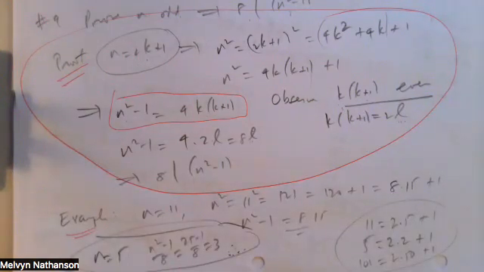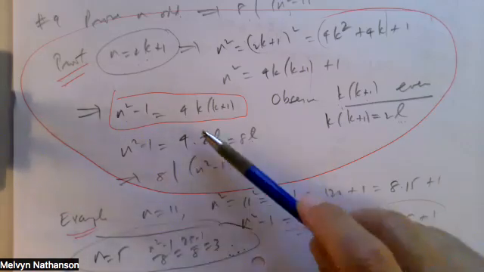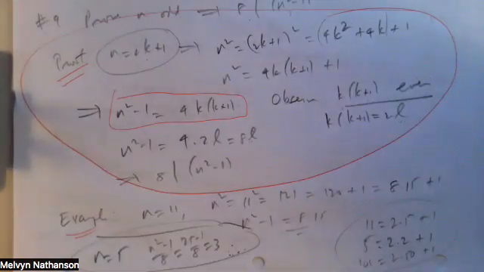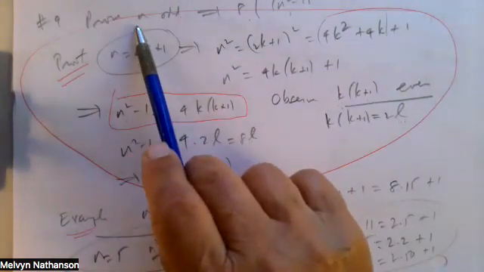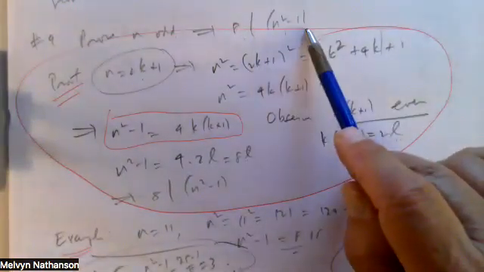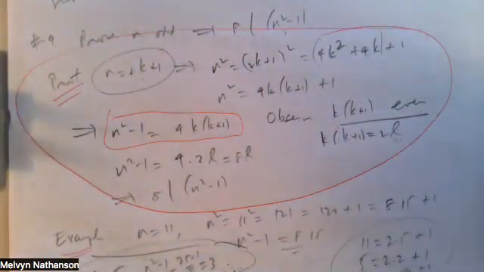That's the proof. Why did you replace it with 2L? Because I need to show n squared minus 1 is divisible by 8. How do I know that n squared minus 1 is divisible by 8? I have to prove that. This is the problem: prove that if n is odd, then 8 divides n squared minus 1.